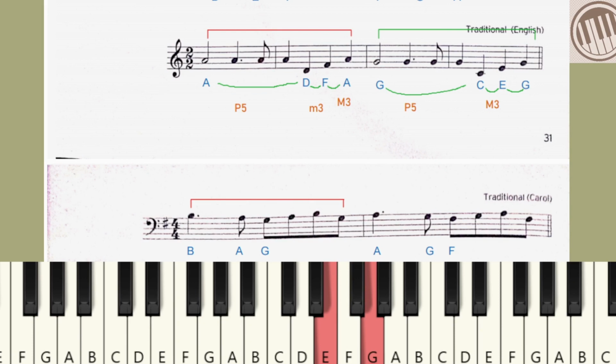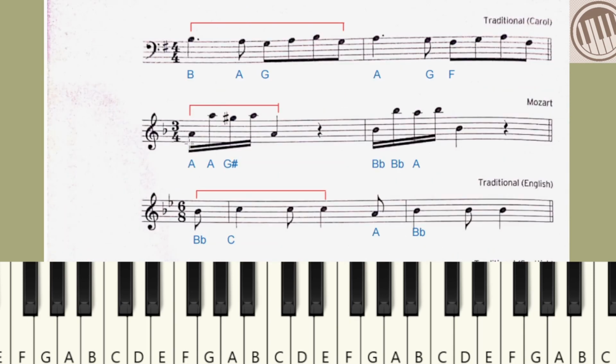Okay, again we have a minor third. Now you can see there are differences in these two sequences. So this one will also be called a tonal sequence. Let's take a look at the next page.